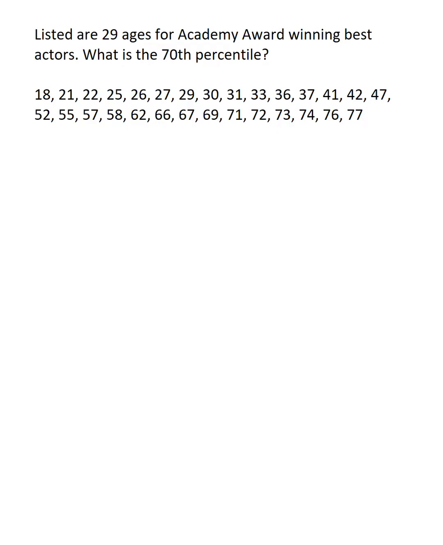Now in our next problem, we have the same scenario, but this time we have 29 in the list. The 29 ages of Academy Award winning best actors. And what is the 70th percentile? Interesting. So 29 and 70th percentile. So as always, look for an ordered data set. It comes to us in the ordered form, so good for us. And we're looking for the position. So let's write the formula.